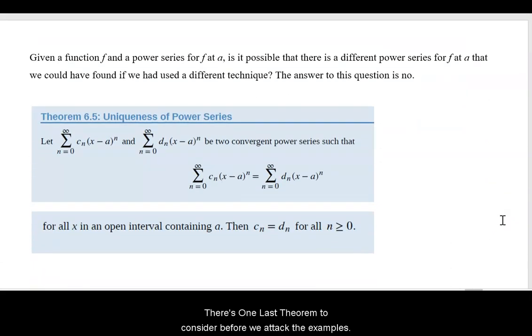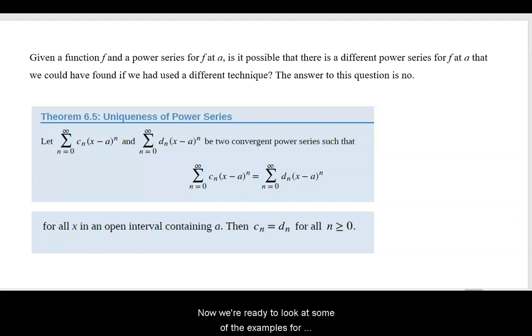There's one last theorem to consider before we attack the examples. Let's suppose that we have a function f and the power series for f centered at x equal a. Is it possible that we could have gotten a different power series for the function centered at the same value x equal a if we had just used a different technique? The answer to this question is actually no. It is, however, far beyond the scope of this course to prove it. So for now, you will simply have to accept that if you find a power series representation for a function, it is in fact unique, and that it is the only one that is possible at that center.